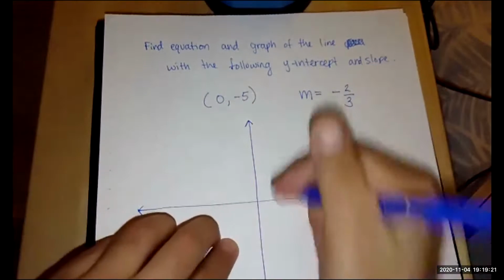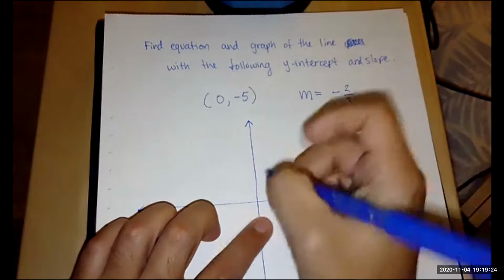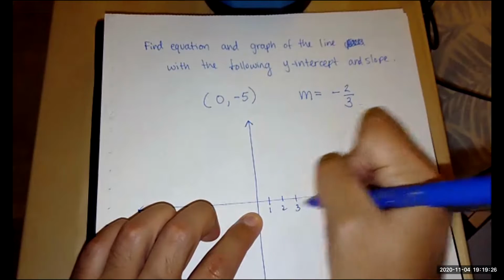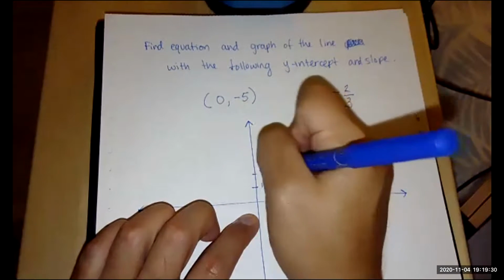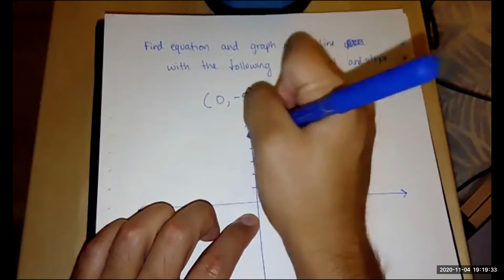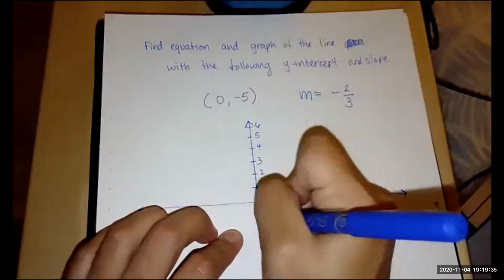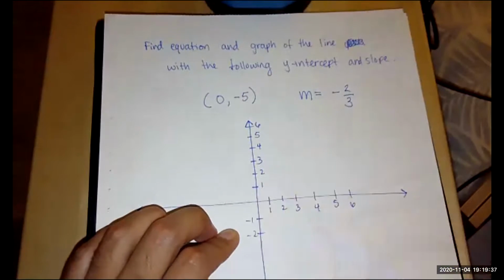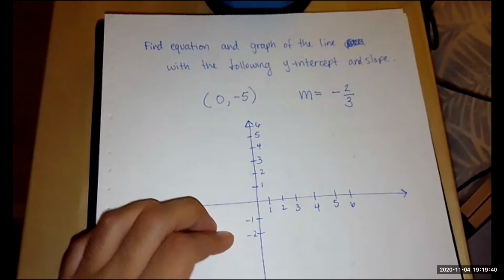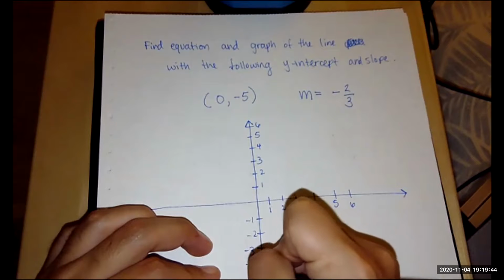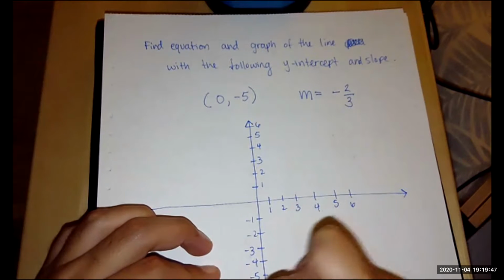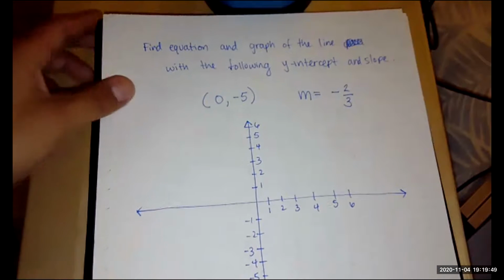And I'm going to try to be liberal with this, and I'm just going to count by 1. So 1, 2, 3, 4, 5, 6. 1, 2, 3, 4, 5, 6. -1, -2, -3, -4, -5, -6, -7. Okay, let me sort of raise this up so you guys can see it a little bit better.